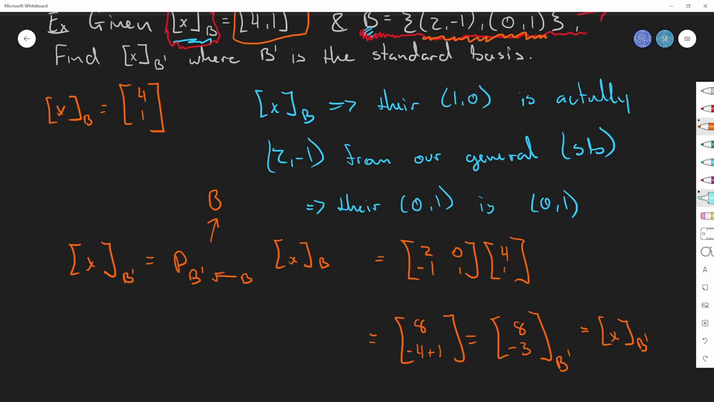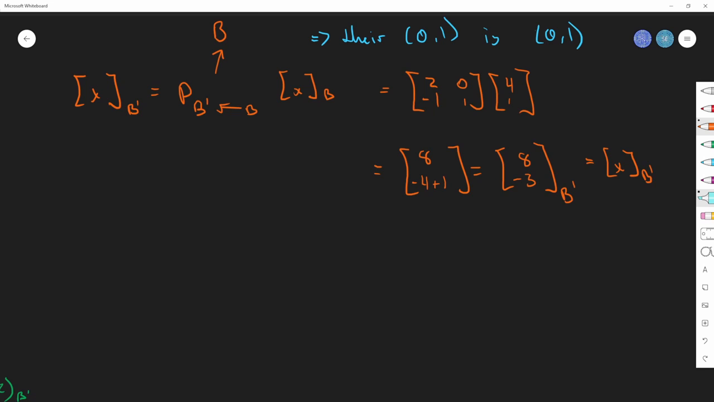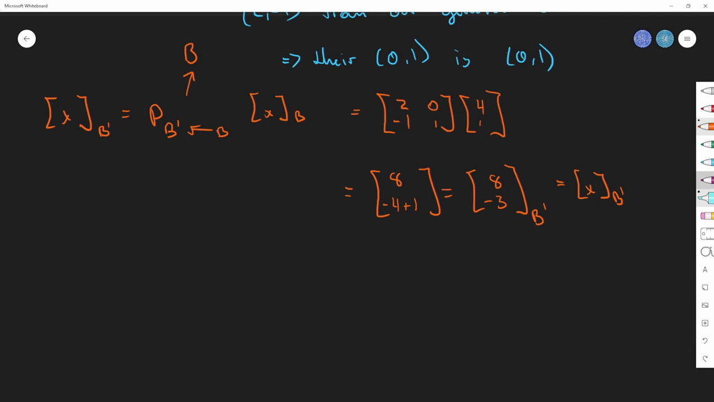And this notation is very important. We have to specify that this is B prime, because this is telling us that in this coordinate system, it would be that same point that was (4, 1). For us, it's going to be (8, -3). And so that's pretty much the proper way to do it.